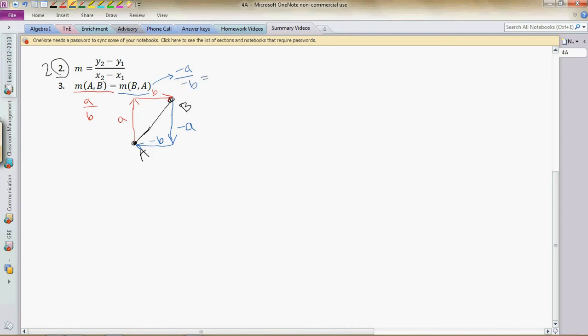But we know that by the multiplicative identity, negative A is negative 1 times A, and negative B is negative 1 times B. And we also know that negative 1 divided by negative 1 is 1. So basically we can cancel this out. So we end up having A over B, which is exactly the same as the slope between A and B. Therefore, the slope between A and B is the same as the slope between B and A.